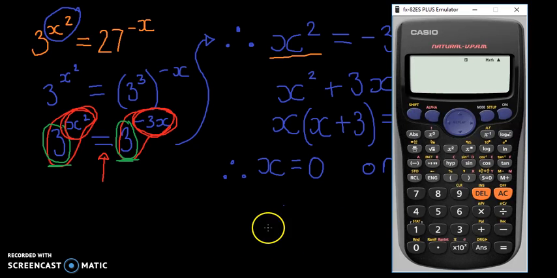Let's check both of those answers. So we're going to put in 3 to the power of 0 squared, which gives us 1. On the other side, we have 27 to the power of negative 0, and that gives us 1. So that answer does work.